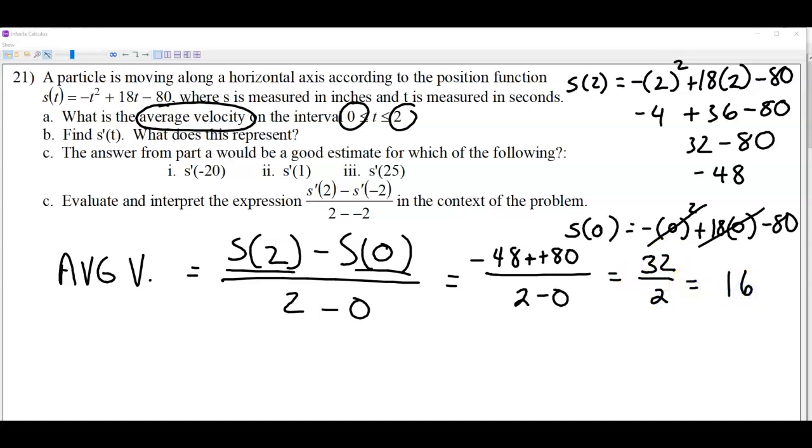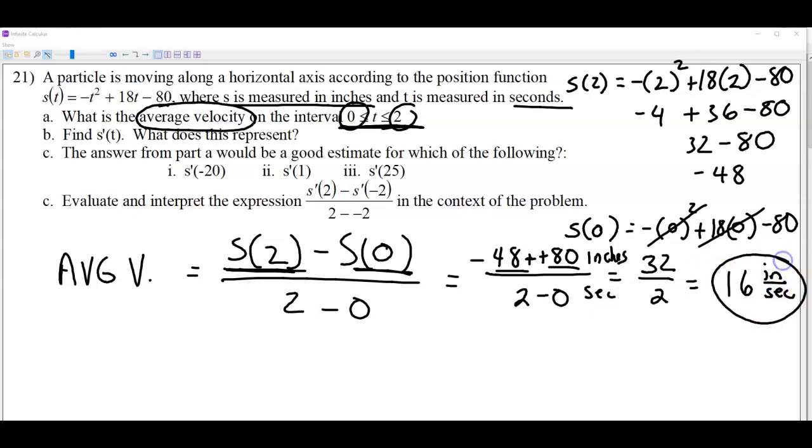Now we want to get our units out of this. The top numbers, negative 48 and 80, those are s values. That's the position, and position is measured in inches. So these are inches on top. And these values on the bottom, these are the time values, which is measured in seconds. So we have inches per second as our units there. And so that would be the average velocity of this particle on the interval from 0 to 2.